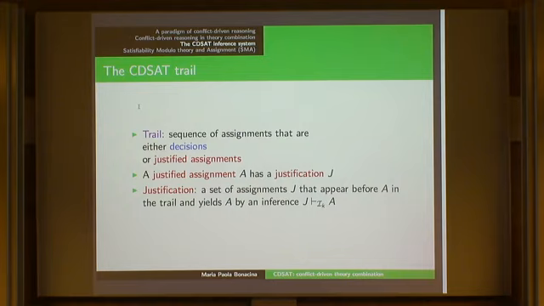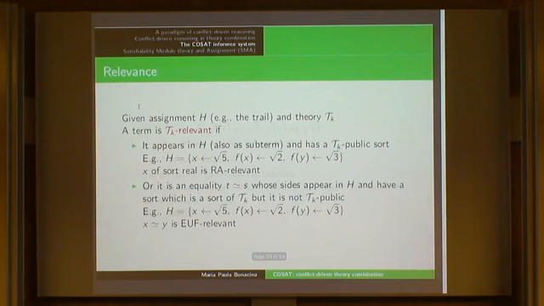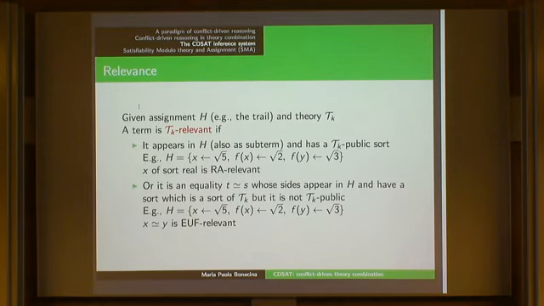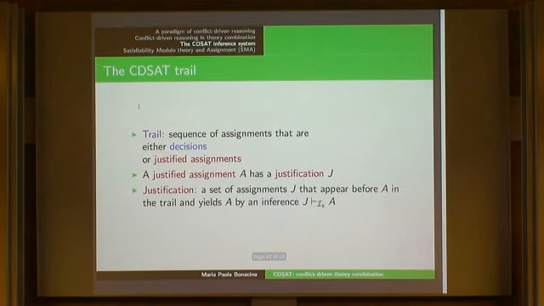Now, having an inference actually is not the only way to have a justification. This is really an example. This is going to be the case when L is Boolean. But also a non-Boolean L can have a justification, as in the example we saw before. In this case, when we get y gets 2 from x gets 1 and x plus y gets 3, these two are the justification for this. And this is not an inference. On the other hand, in most cases, the justified assignments are Boolean assignments, and then they are justified by an inference.